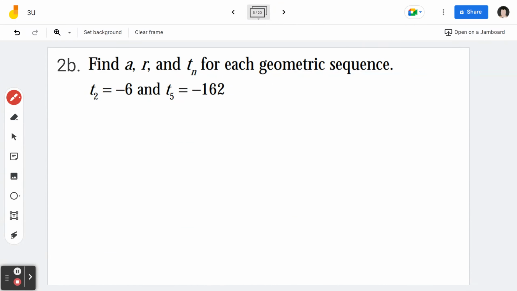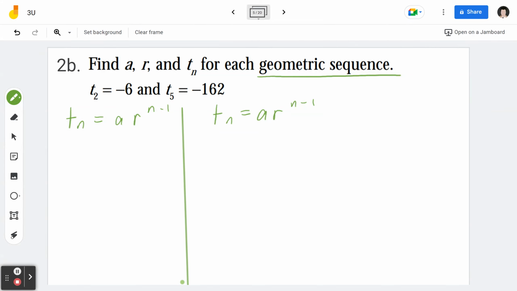Example 2b, find a, r, and tn for each geometric sequence. Again, you're given t2 to be negative 6, t5 to be negative 162. Step 1, again, this is the key right there. Geometric sequence, write down Tn equals a times r to the power of n minus 1. I'm going to do it one more time. Tn equals a times r to the power of n minus 1.